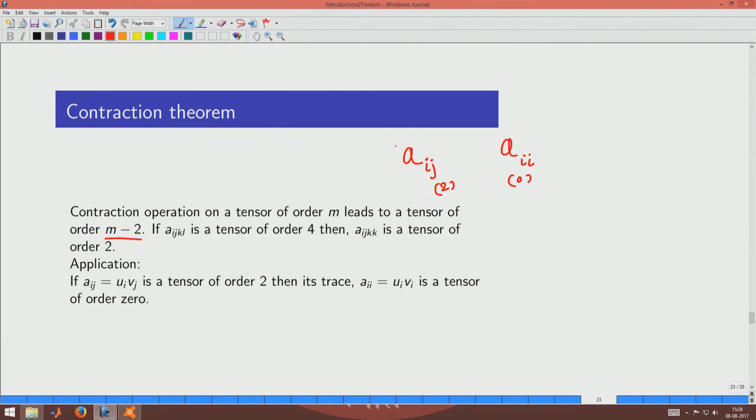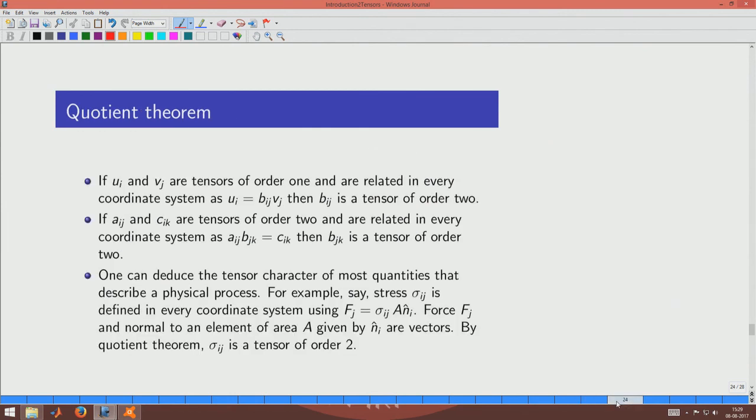So, what it implies is that when you do a contraction operation of a tensor of order 2, the resultant is a tensor of order 2 minus 2, which is 0. A tensor of order 0 is a scalar. So, what we are also saying is that the trace of A is a scalar. This is something that we have proven separately earlier, but from this theorem also it is evident: the contraction theorem applied to a second order tensor gives you the fact that the trace of a tensor is a scalar. Now, you could also apply it to any higher order terms.